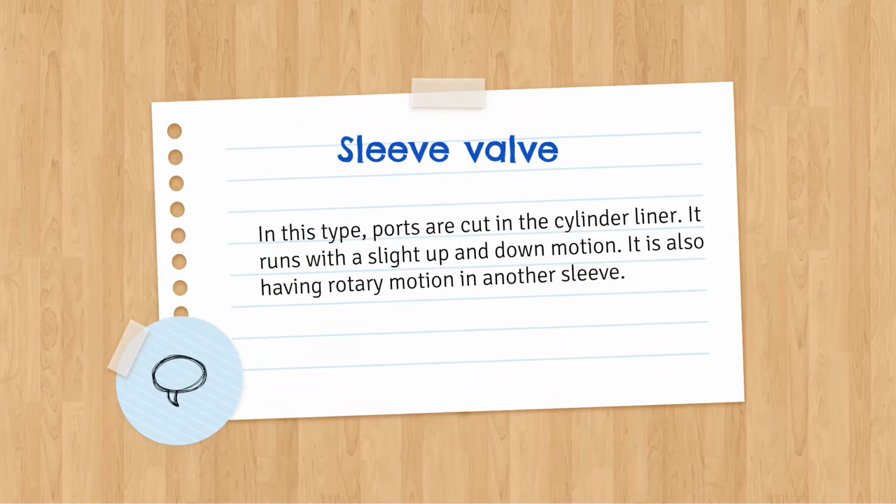Sleeve valve. In this type, ports are cut in the cylinder liner. It runs with a slight up and down motion. It also has rotary motion in another sleeve.